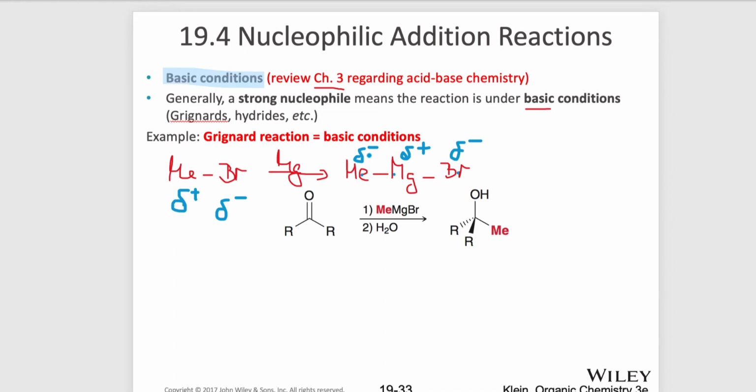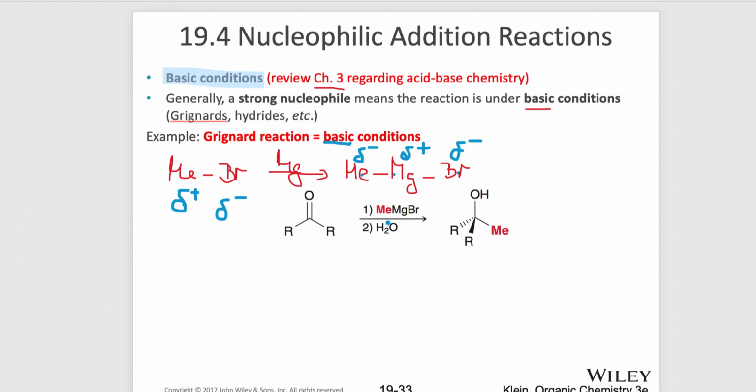In German, it's also known as Umpolung, which is sometimes mentioned in some of the textbooks, because we're just changing the electronics. So instead of this being an electrophilic position for an SN2 reaction, we're now dealing with a delta negative where this R group is going to be a very powerful nucleophile. And then we say that this has to do with basic conditions.